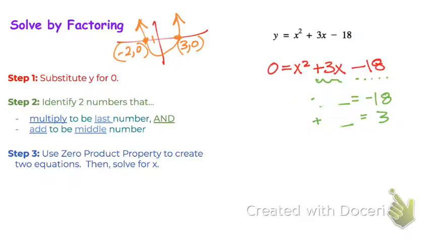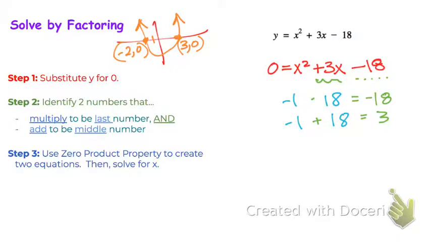So if you're trying to think, well, where do I start? I always start with 1. So I think, what 1 times what number gives me -18? And so then say, well, when I add them together, does that give me 3? No. So now I'm going to change those so that the 1 is negative and the 18 is positive. And so try adding those together. Does that give me 3?